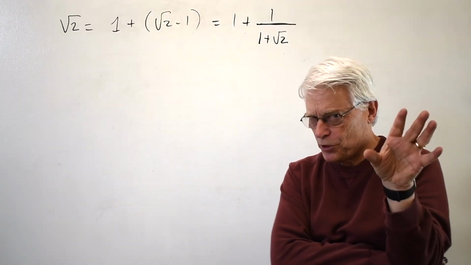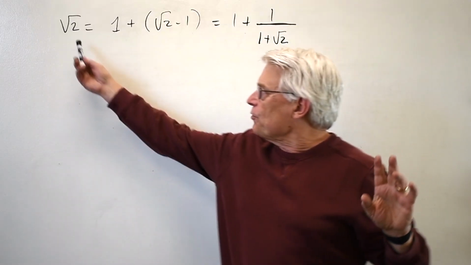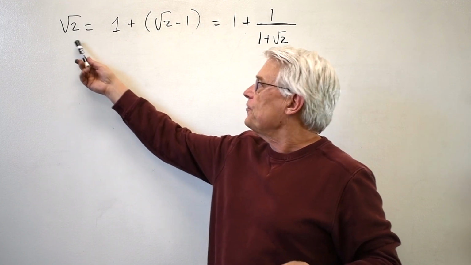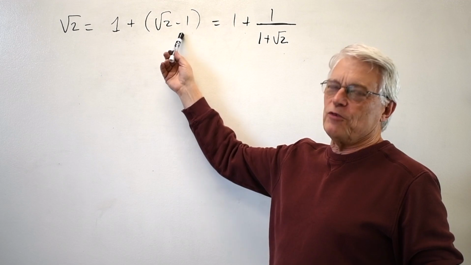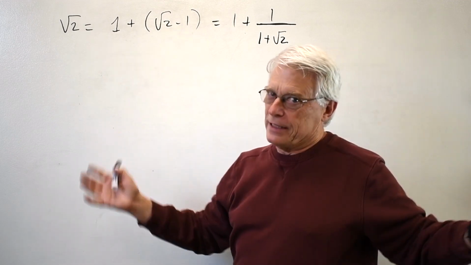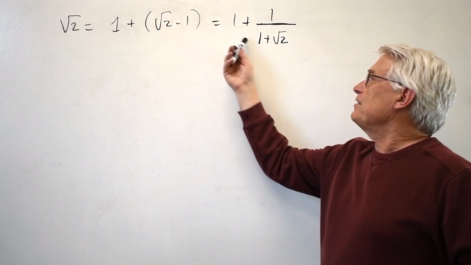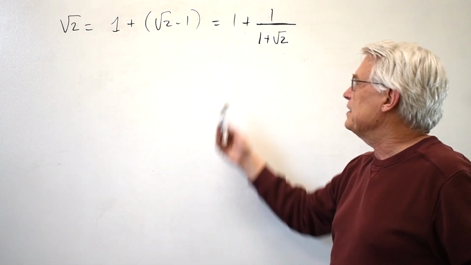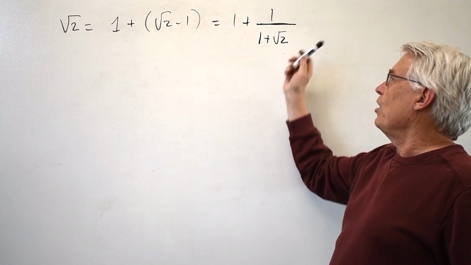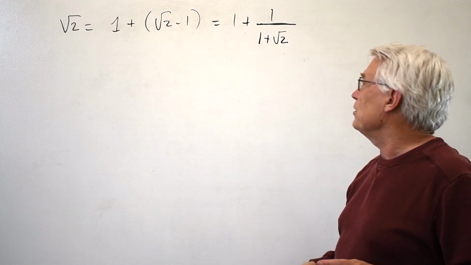Okay, let's see if this works out. Here's the square root of 2, right? And the square root of 2 is equal to 1 plus the square root of 2 minus 1. Yeah, so that's kind of obvious, right? And now the next step here, well, that one might not be quite so obvious to you, but you can work it out with basic algebra. 1 plus 1 over 1 plus the square root of 2.